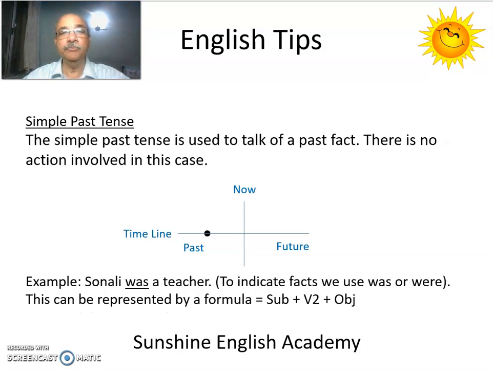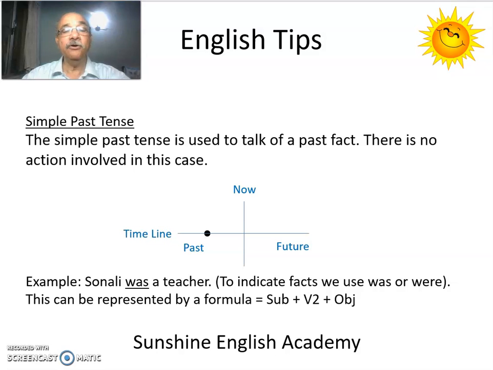Another use of the simple past tense is to talk of a past fact. Now, sentences which talk only about facts, they have no action in them. There is no action involved. For example, Sonali was a teacher. So Sonali is not doing anything. There is no action involved. It only states a fact that she was a teacher. So to indicate facts, we use the verbs was or were.